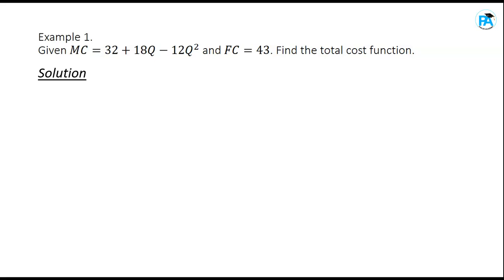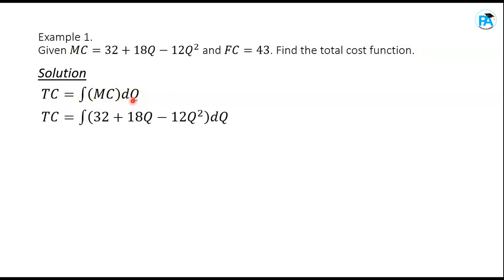Total cost was differentiated to give you the derivative of total cost, which is marginal cost. So if that is the case, then the integral of marginal cost should also give you total cost. Are you following? So we are going to integrate marginal cost so that we can get total cost. So total cost is equal to the integral of MC dq. When we put the function for MC there, we have the integral of 32 plus 18Q minus 12Q squared.